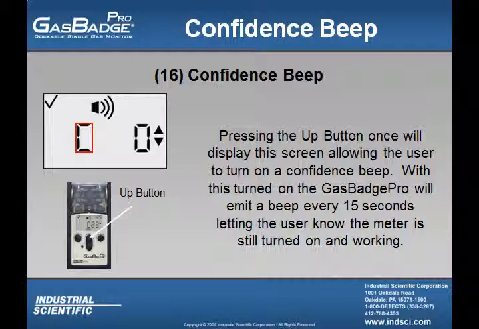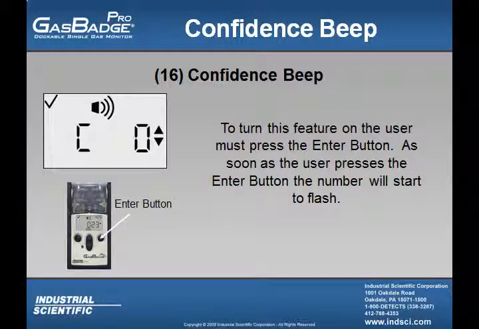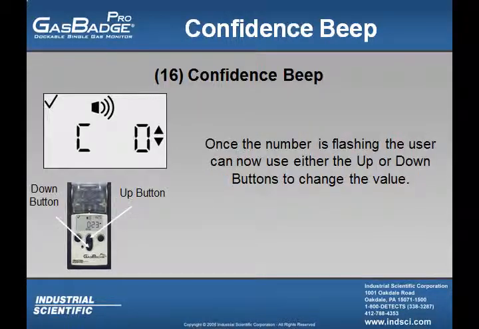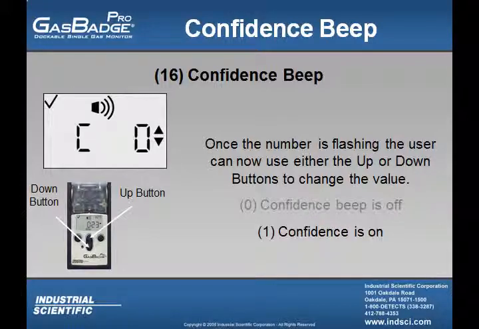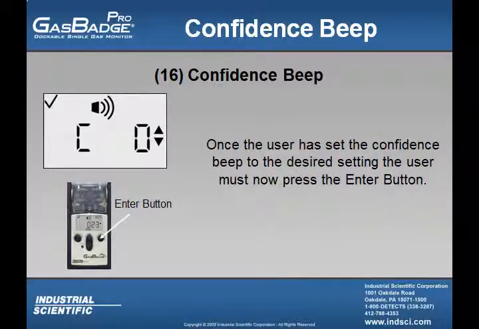And what the confidence beep does for the user is it alarms every 15 seconds, letting the user know that the meter is still turned on and working. To turn this feature on, the user must press the enter button, and once the enter button is pressed, the numerical value will begin to flash. Once the number is flashing, the user can now use the up or down buttons to change this value. A 0 meaning the confidence beep is off, and a 1 meaning the confidence beep is on.